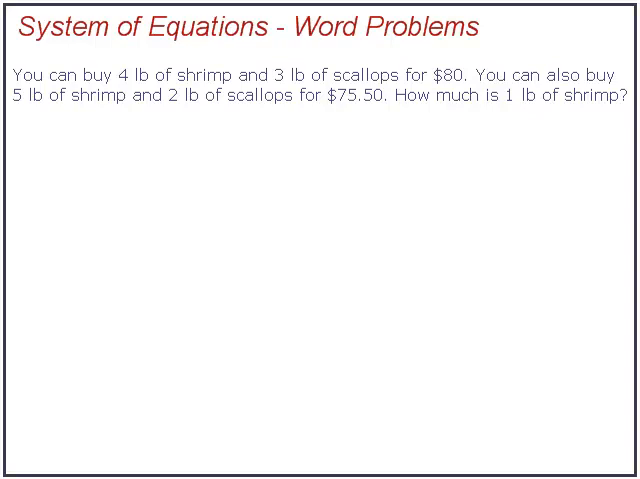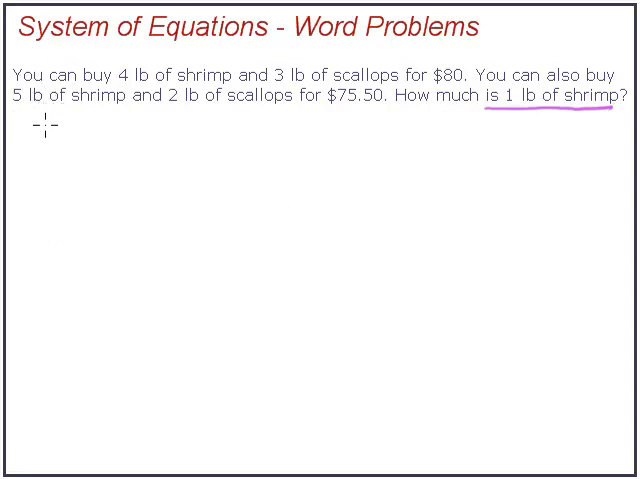Let's look at two word problems that will be solved by using the system of equations. In this one, it says you can buy 4 pounds of shrimp and 3 pounds of scallops for $80. You can also buy 5 pounds of shrimp and 2 pounds of scallops for $75.50. And the question is saying, how much is it for 1 pound of shrimp? So that's our question. So we're going to set up this system.